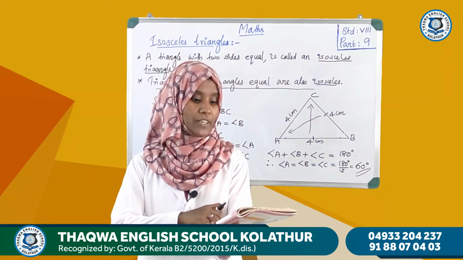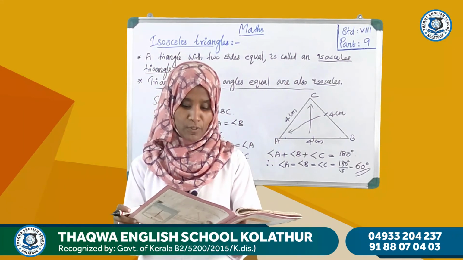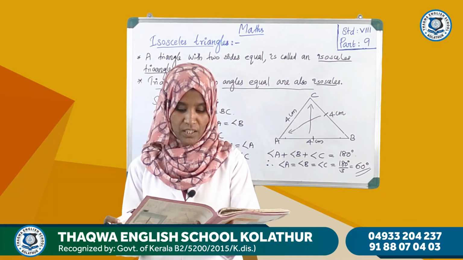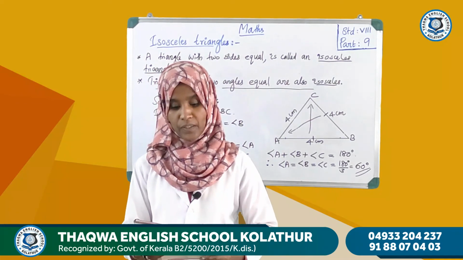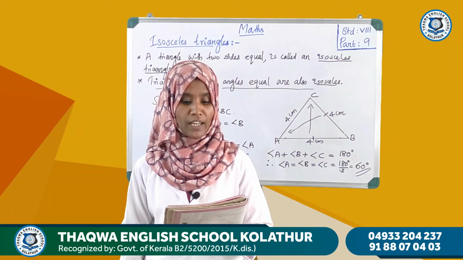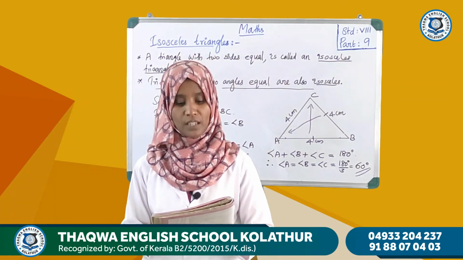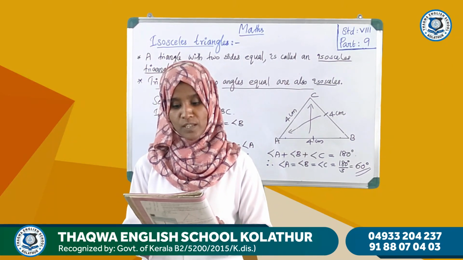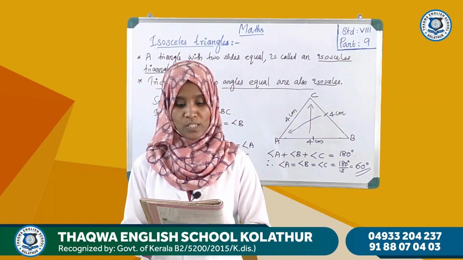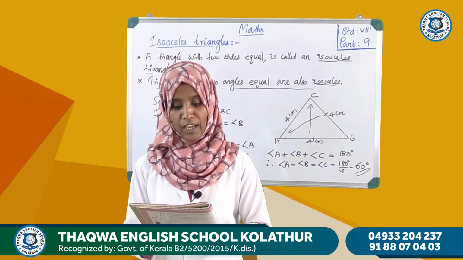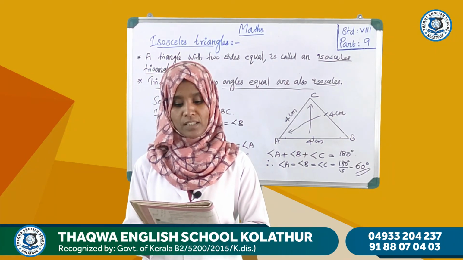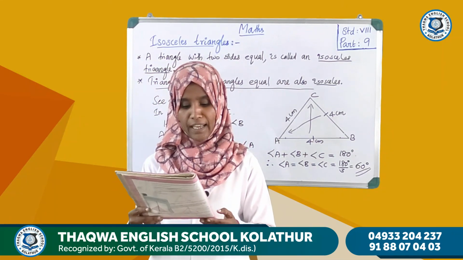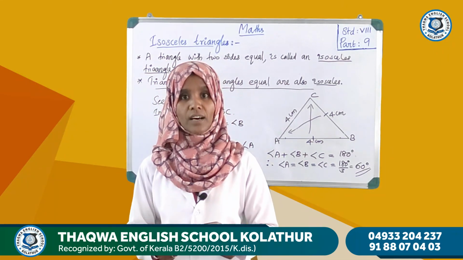Today we discussed three important results. First, if two sides of a triangle are equal, the angles opposite these sides are also equal. Second, if two angles of a triangle are equal, then the sides opposite the equal angles are equal. And the definition of isosceles triangle: a triangle with two sides equal is called an isosceles triangle, and triangles with two angles equal are also isosceles. Then the last result: in any equilateral triangle all angles are 60 degrees.